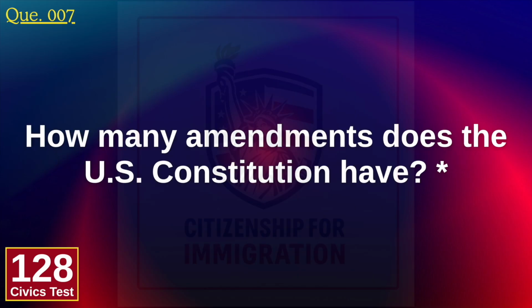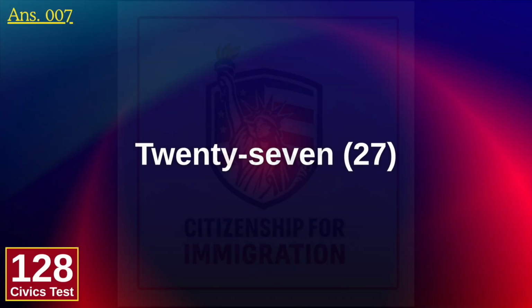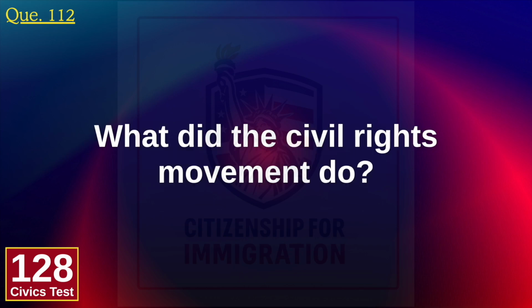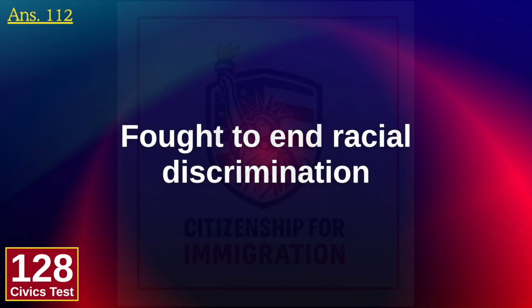How many amendments does the U.S. Constitution have? 27. What did the Civil Rights Movement do? Fought to end racial discrimination.